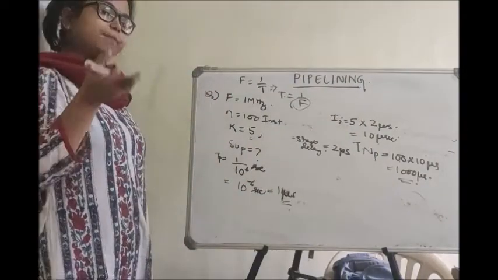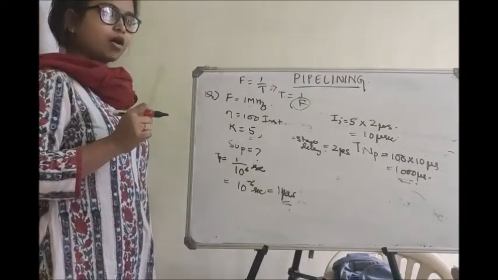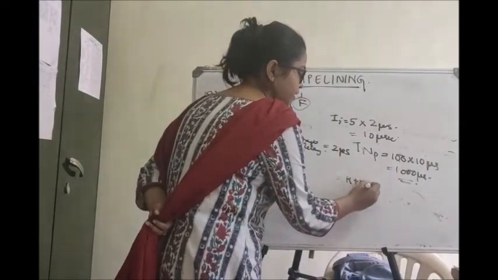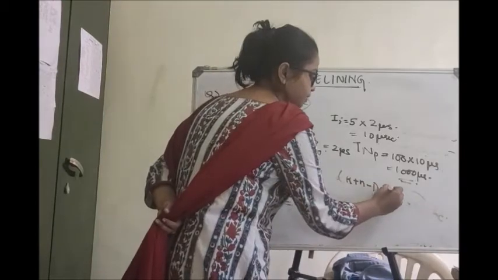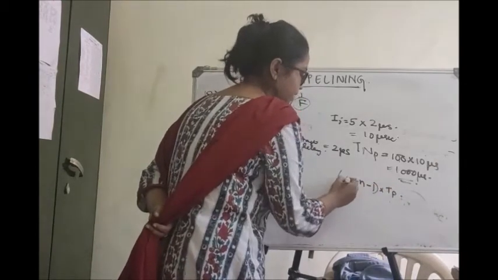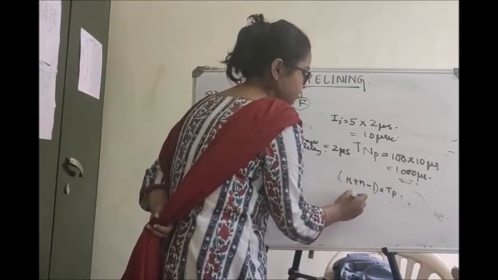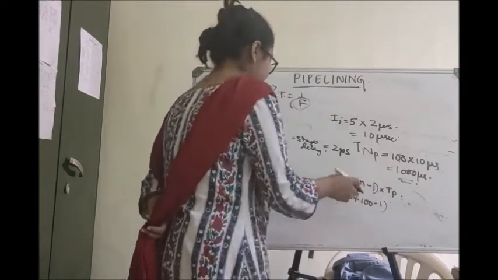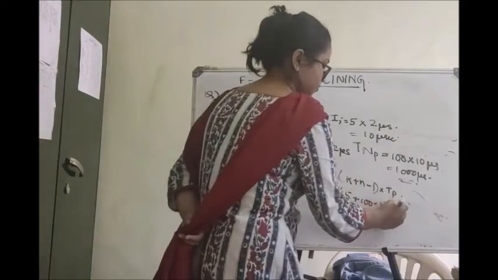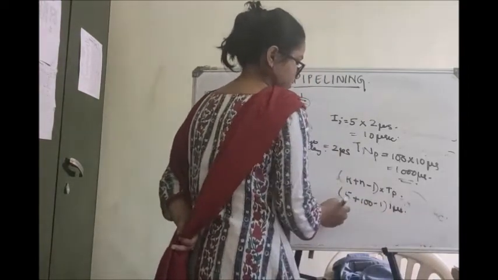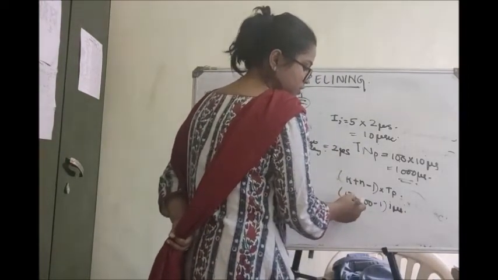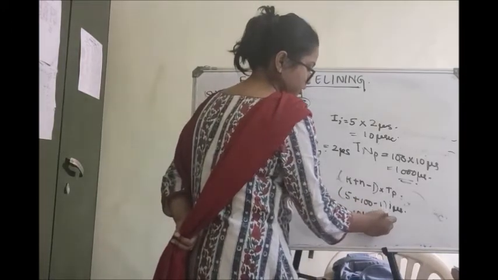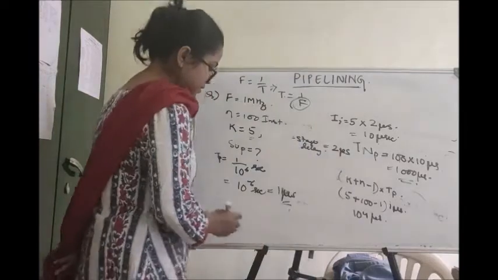Okay. Now with pipeline architecture, how much do we need? We need k plus n minus 1 into Tp. That's the formula, right? Time with pipeline. So what is k? 5 plus n, which is 100, minus 1, into the time period. One clock cycle is 1 microsecond. So how much is it? 104 microseconds. So what is the speed up, guys, then?